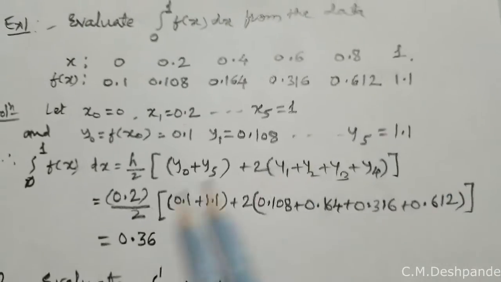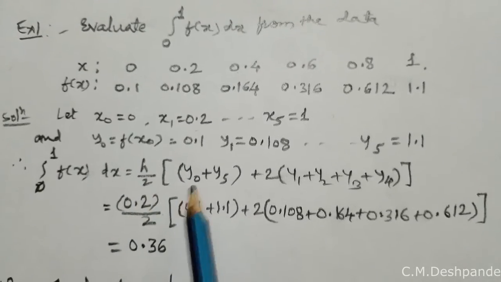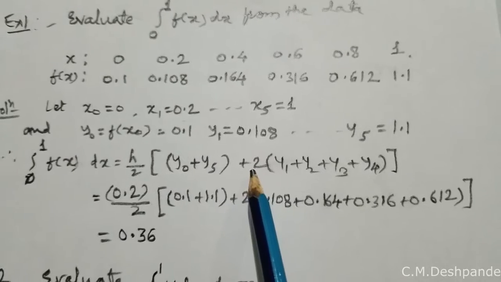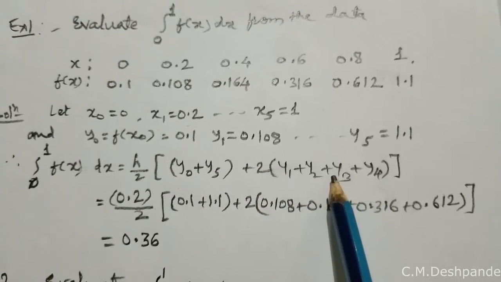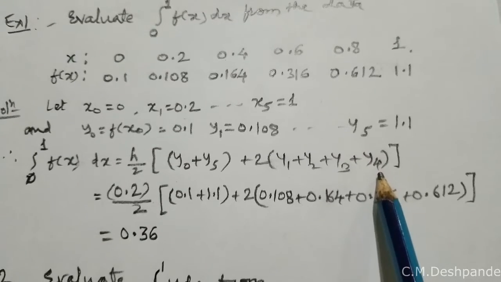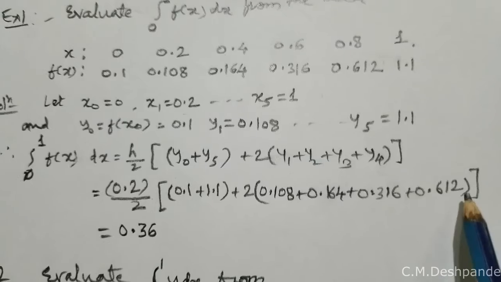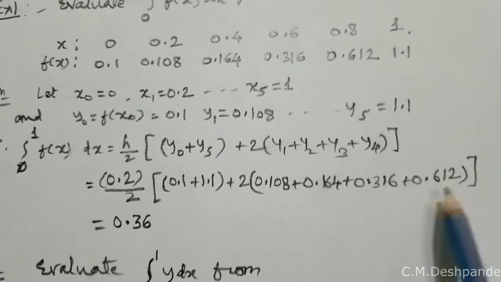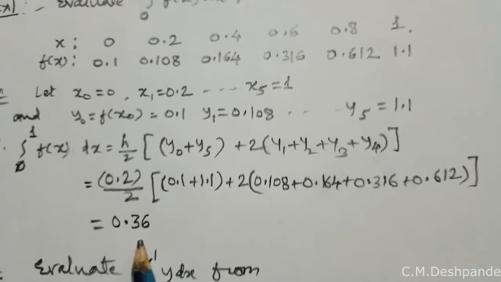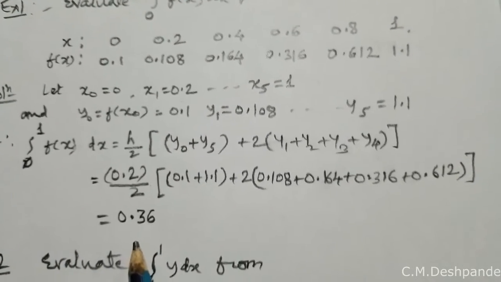Now by using the trapezoidal formula, the integration is given by h by 2 in bracket first value plus last value, plus 2 times all the remaining values, from the second onwards up to the last but one, y suffix n minus 1. Now replace the values of y0, y1 up to y suffix 5 and calculate. It is equal to 0.36. So the integration of f of x is 0.36.